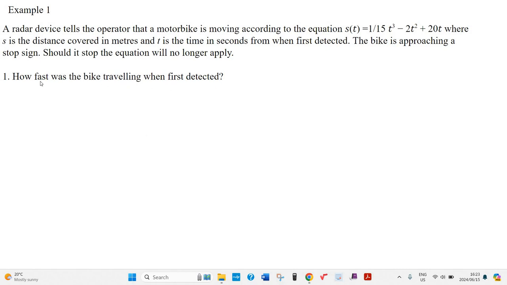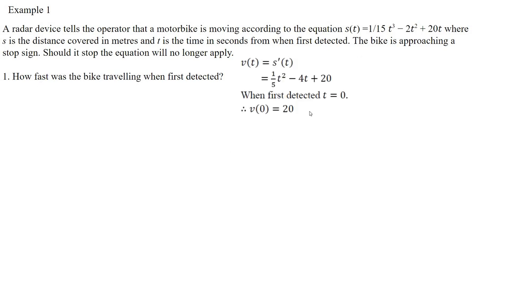How fast? That means what's the rate of change? That means take the derivative of this function. So that's what you do. You go 3 times 1 over 15 is 1 over 5, and you bring it down: 1 t squared. 2 times 2 is minus 4. Bring it down: 1 t. 1 times t is 20. There it is. There's your equation.